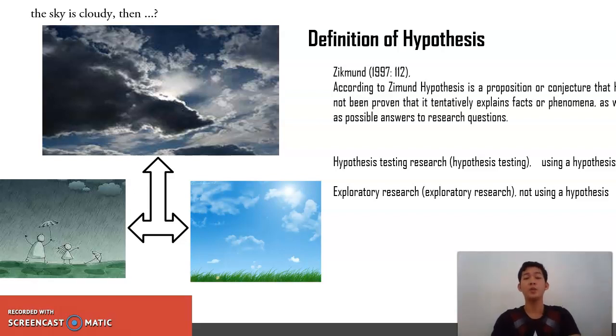If a few moments later the sky rains, the hypothesis is true. But if it is not raining a few moments later, the hypothesis is false. So from this picture, or from these animations, we can conclude that a hypothesis only provides a temporary answer.